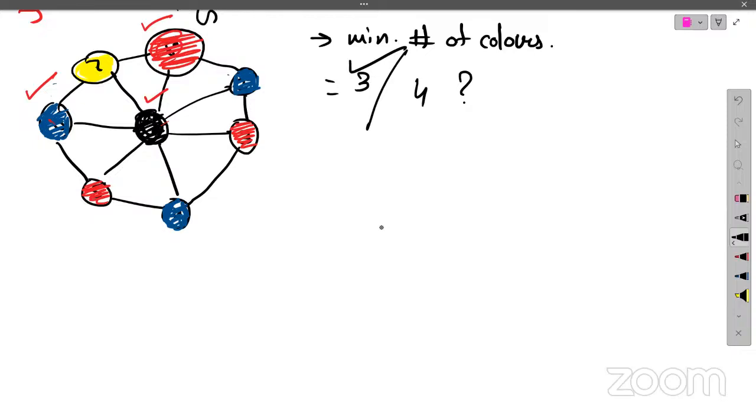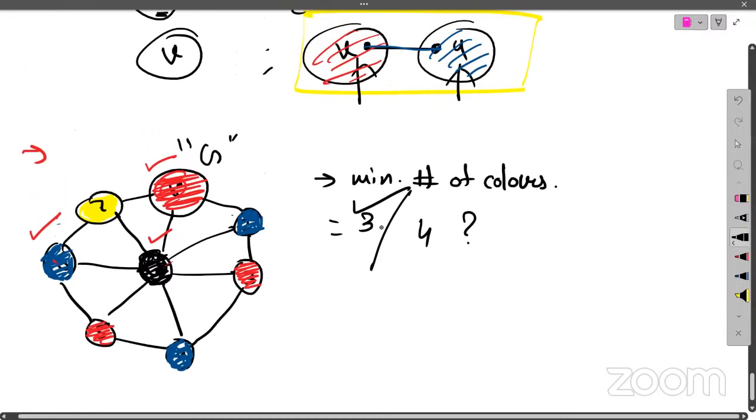So I'll leave to you what the cases will be. If you have even vertices, how many colors do you need? If you have odd vertices, how many colors do you need? Okay, but this is a very simple and generic example of a graph.